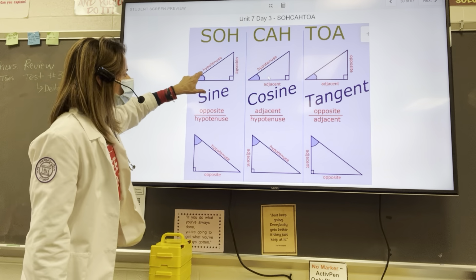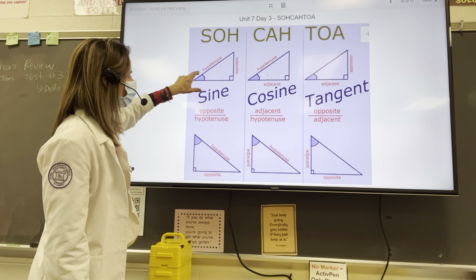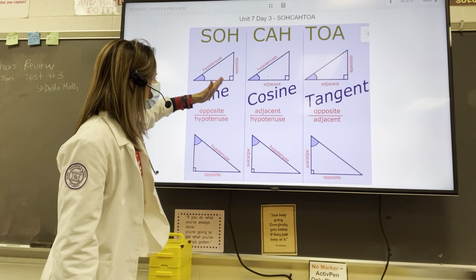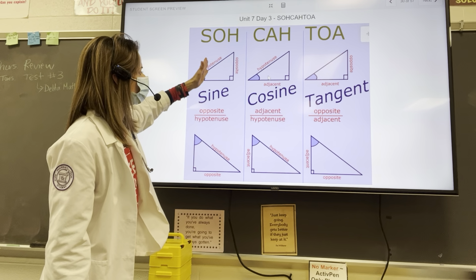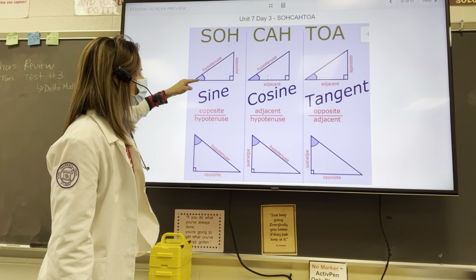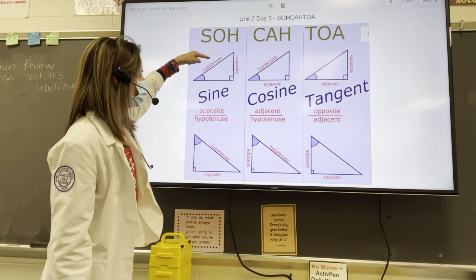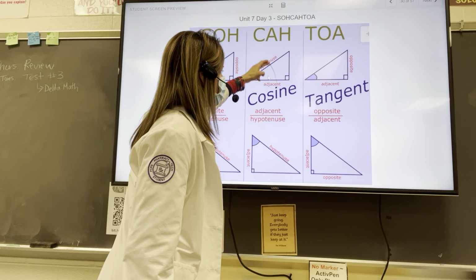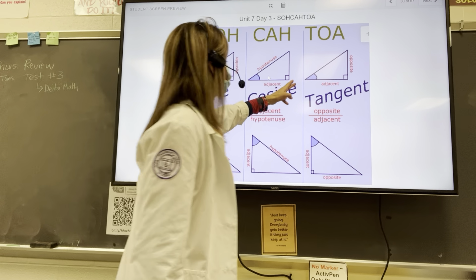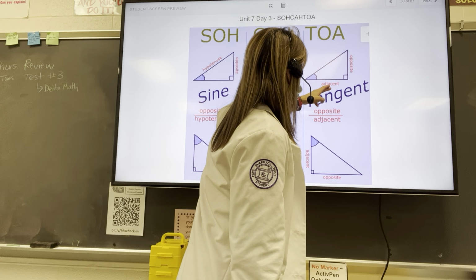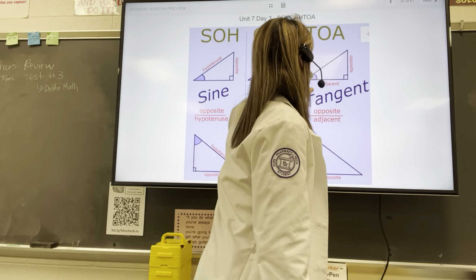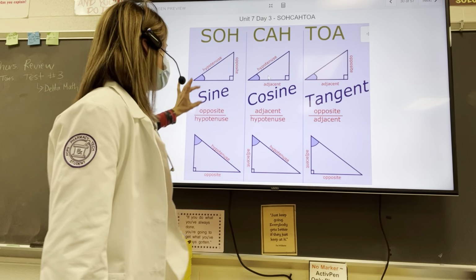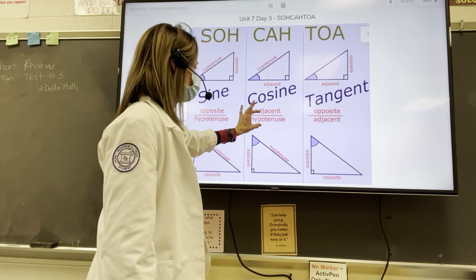So if we're referencing this angle here, this side is opposite, this side is adjacent, and this side is the hypotenuse. The sine relationship is the opposite side over the hypotenuse. The cosine relationship is the adjacent side over the hypotenuse. And the tangent relationship is the opposite side over the adjacent side. And these just need to be memorized. Sine, opposite over hypotenuse. Cosine, adjacent over hypotenuse.